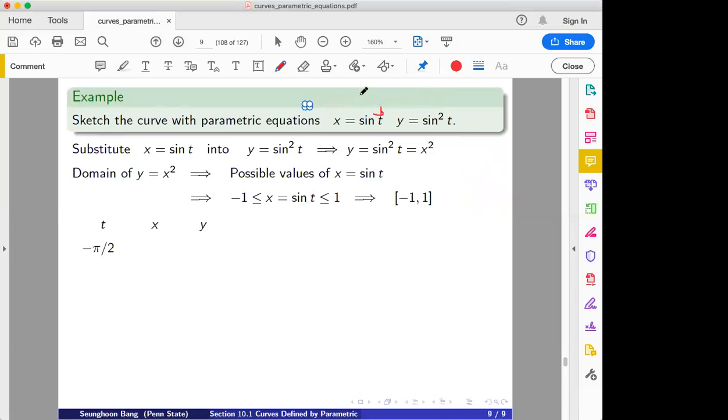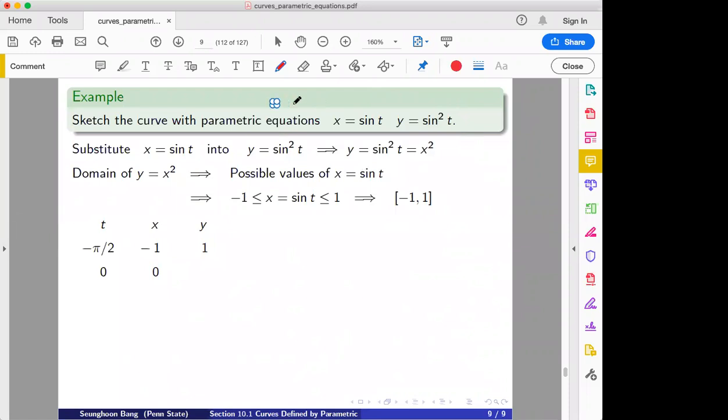What is sine of -pi over 2? Do you know what sine of -pi over 2 is? Yes, it is -1. Then for sine squared, you can plug -1 in. -1 squared is 1. So we have 1. The next one, t equals 0. What is sine of 0? Yes, it is 0. You plug 0 in here.